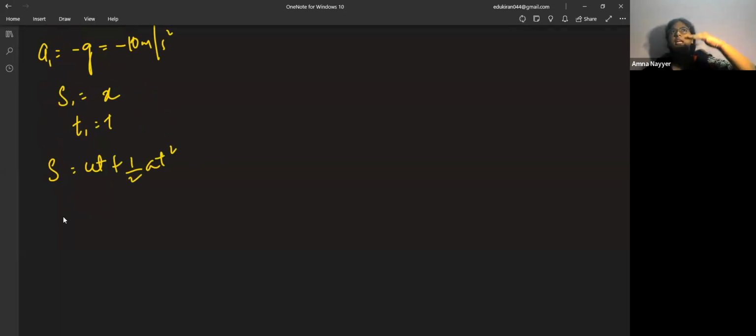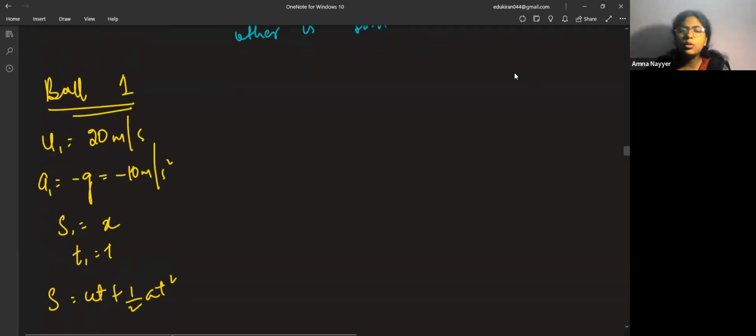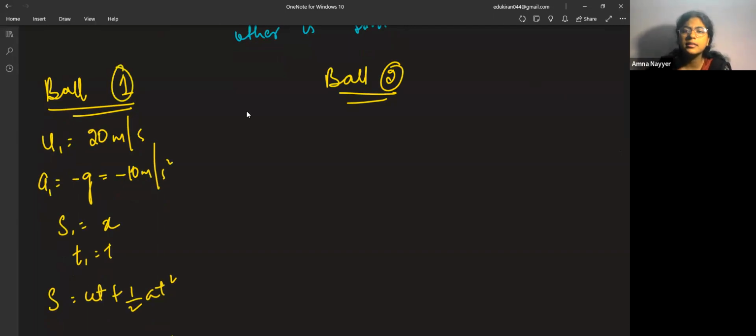Displacement, ball is moving up. So displacement will also be positive, right class? Ball is moving up. Displacement will also be positive. So x is equal to 20t minus 5t squared, right? 10 by 2 is 5. If you take it as 9.8, that would be 4.9. Do take it as 9.8 if 10 is not mentioned. Right now, I'm just taking it to ease the calculation in the class.